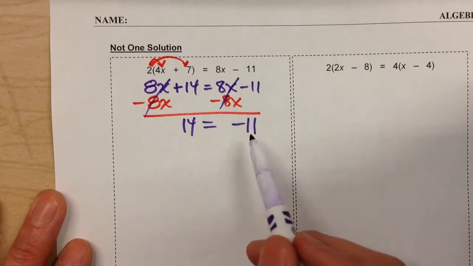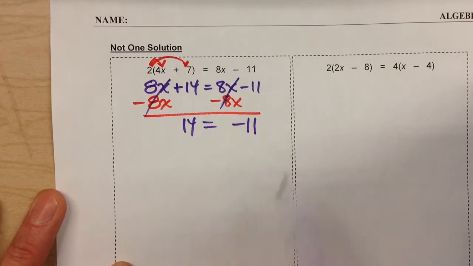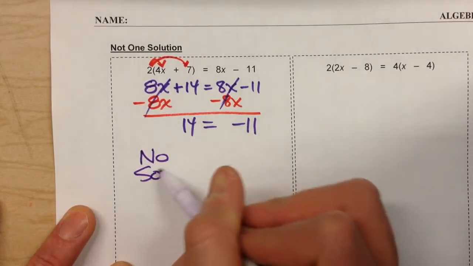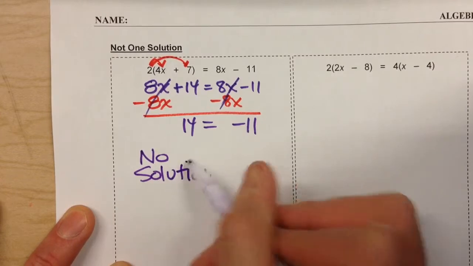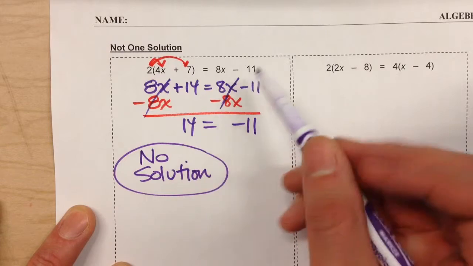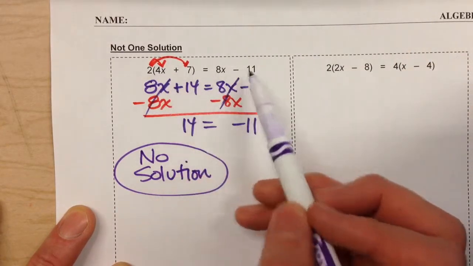14 can't equal negative 11. 14 will never equal negative 11. So what this tells us is that there is no solution. In other words, no value of x can ever make this equation true. There is no number you could put in for x here and here that will make this equation work.